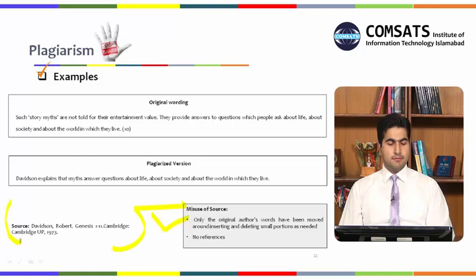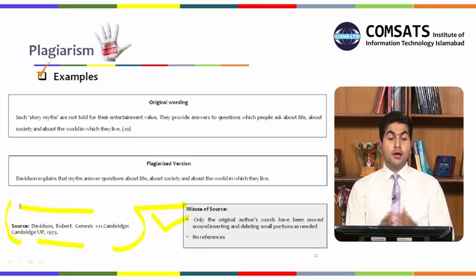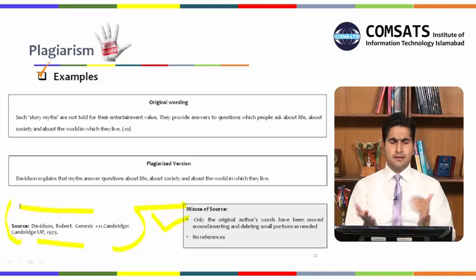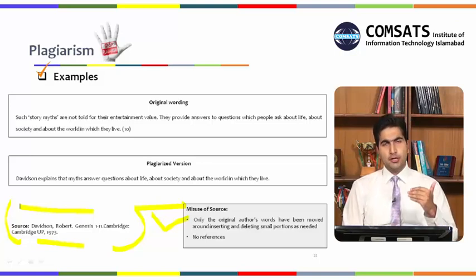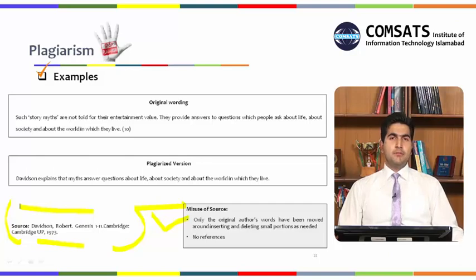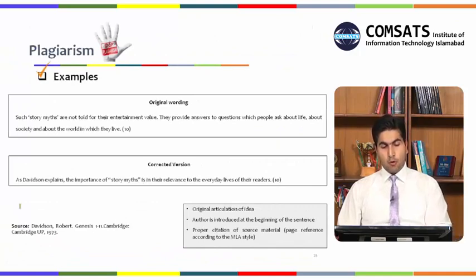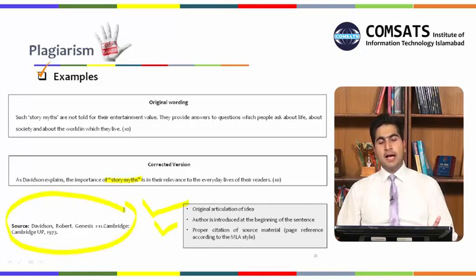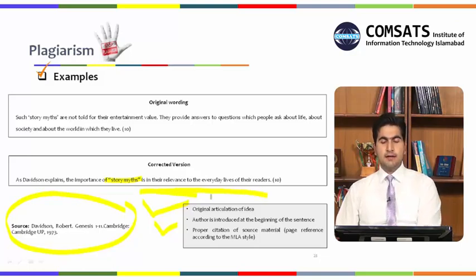Of course, we have provided you with a reference because we do not wish to perform plagiarism. This is our purpose, to teach you that whenever you have to quote any example, mention anything which belongs to someone else, always provide the reference of the source to credit and to acknowledge their individual work. So that's how you basically get free from the act of plagiarism. Taking you towards the corrected version, as Davidson explained, the importance of story myths is in their relevance to the everyday lives of their readers, and then the same construction, but it is an original articulation of the idea. The author is introduced at the beginning, and then a proper citation, just the way we have provided, has been provided by the writer as well, and you place it in the reference list.